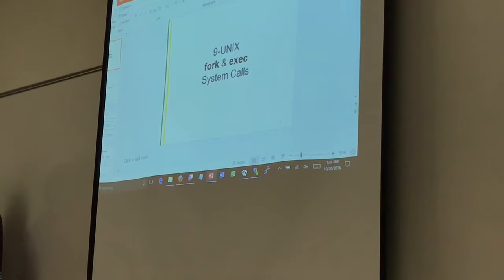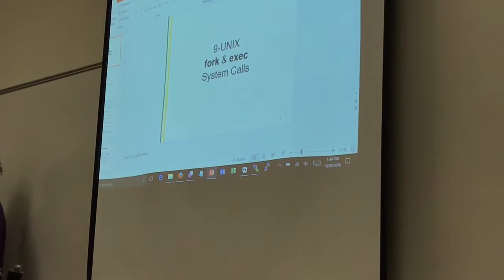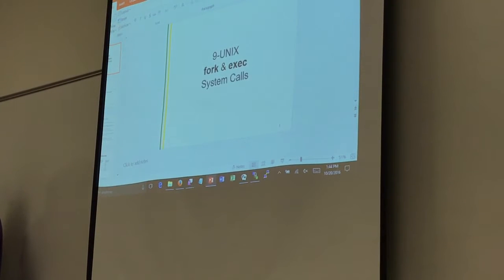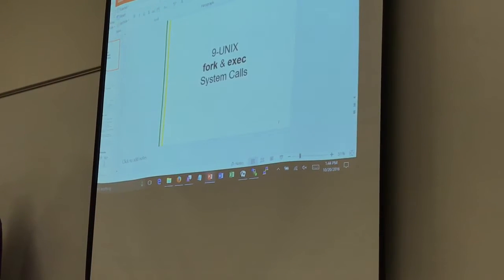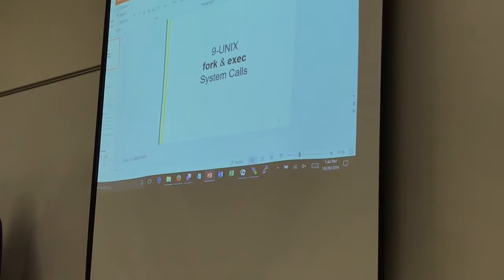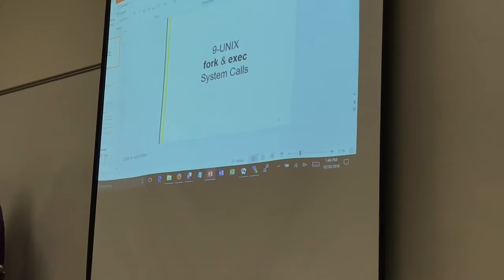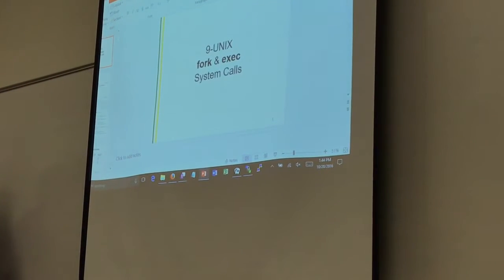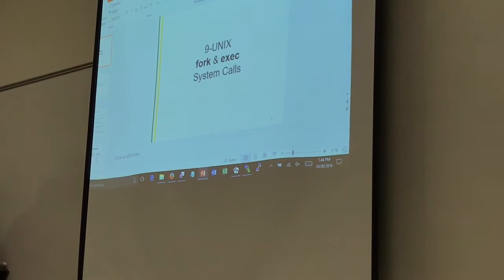0 is standard in, 1 is standard out, 2 is standard error. Those should be engraved in your brains. That's one detail that you should know.